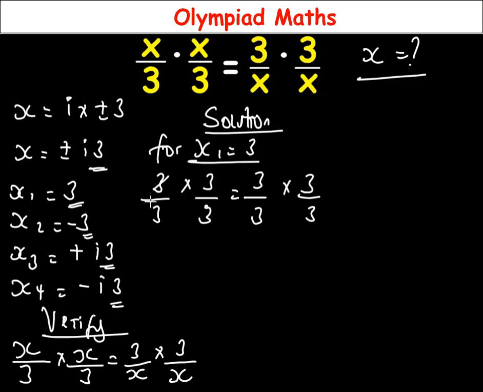So with this, 3 divided by 3 you have 1, times 3 divided by 3 you have 1, is equal to 3 divided by 3 you have 1, times 3 divided by 3 you have 1. 1 times 1 is equal to 1 times 1, which is 1.